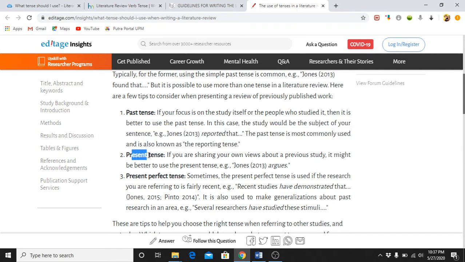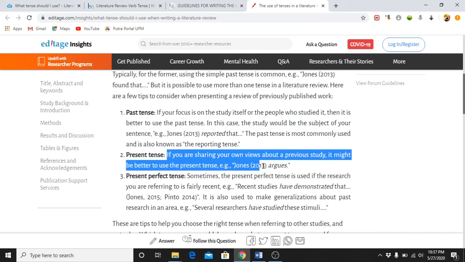So next is the present tense. You use it if you are sharing your own opinion. We are reading the paper, but we have our own opinion. So we are saying that the author argues, the author claims. So we can use the present tense for the opinion we want to express.